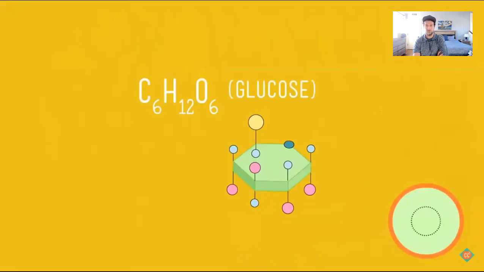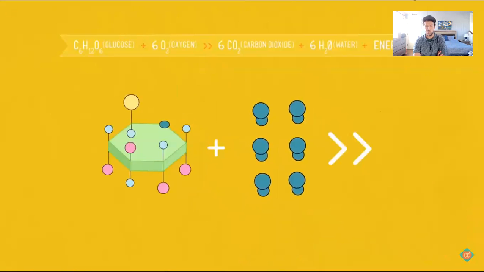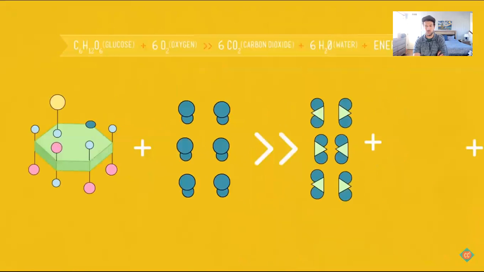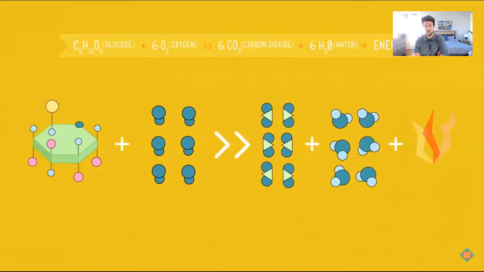Here's the chemical formula for one molecule of glucose. In order to turn this glucose into energy, we're going to need to add some oxygen, 6 molecules of it to be exact. Through cellular respiration, we're going to turn that glucose and oxygen into 6 molecules of CO2, 6 molecules of water, and some energy that we can use for doing all of our push-ups.